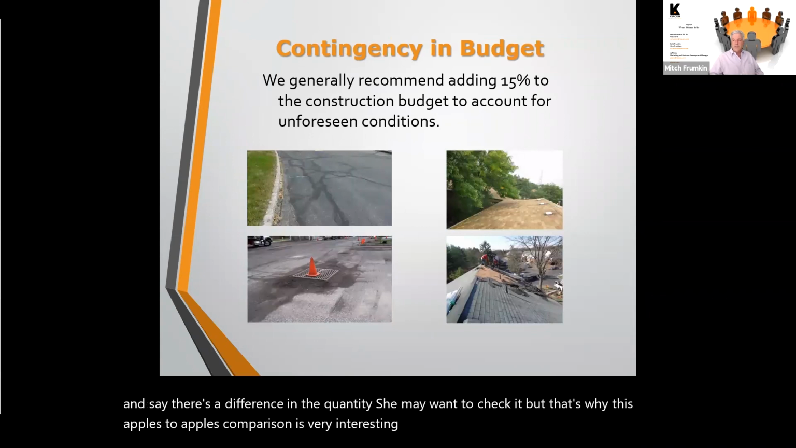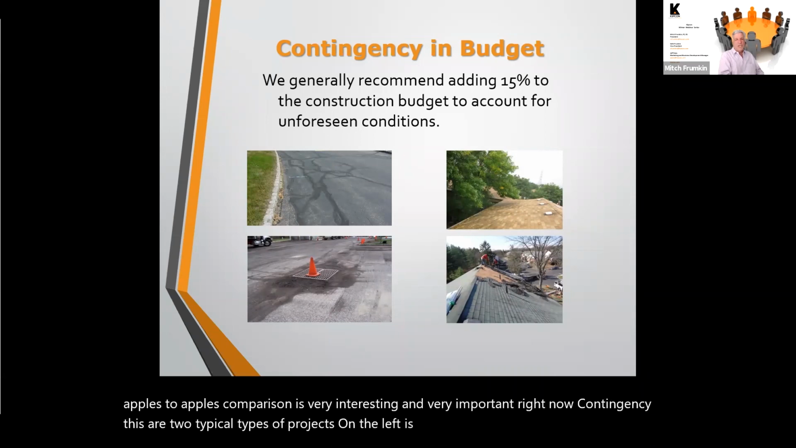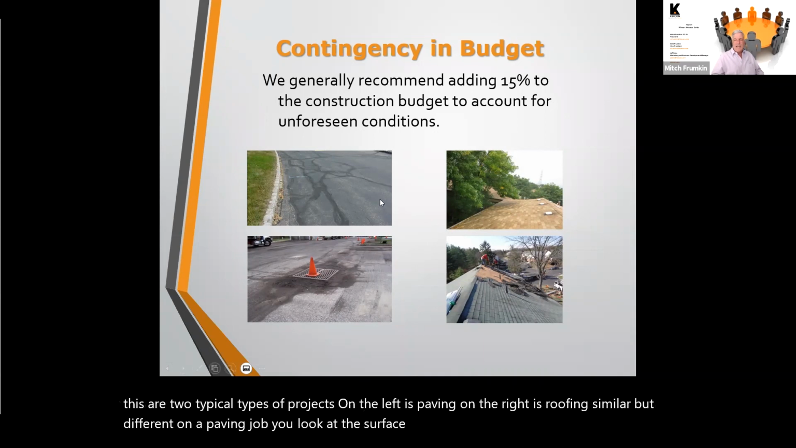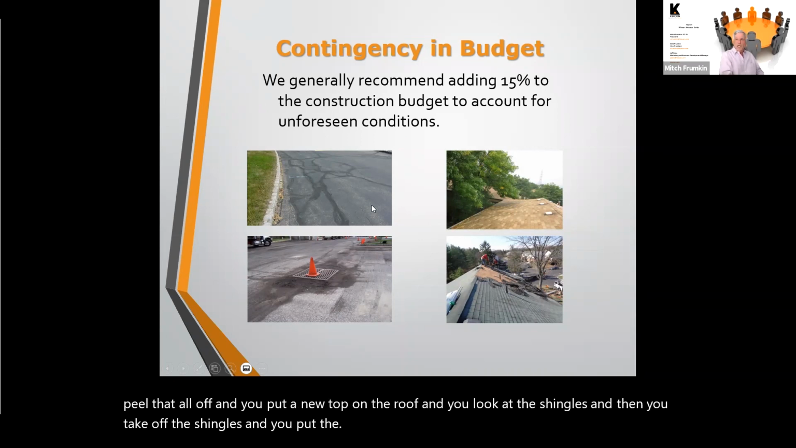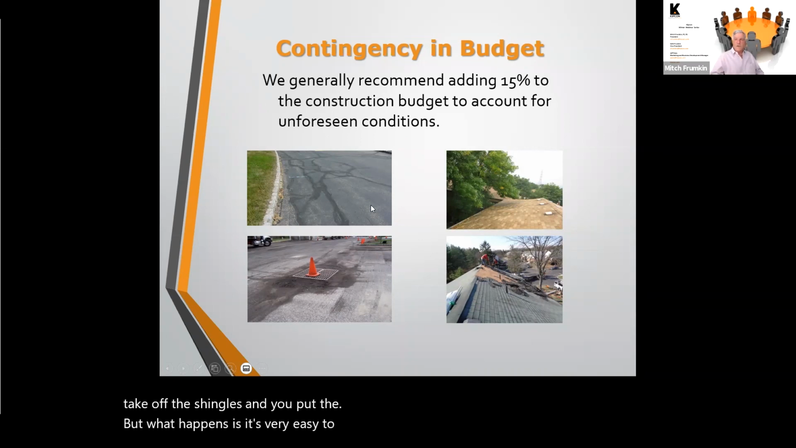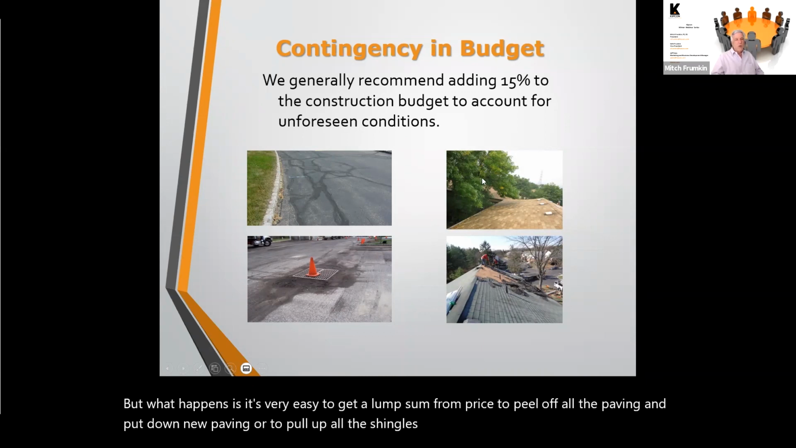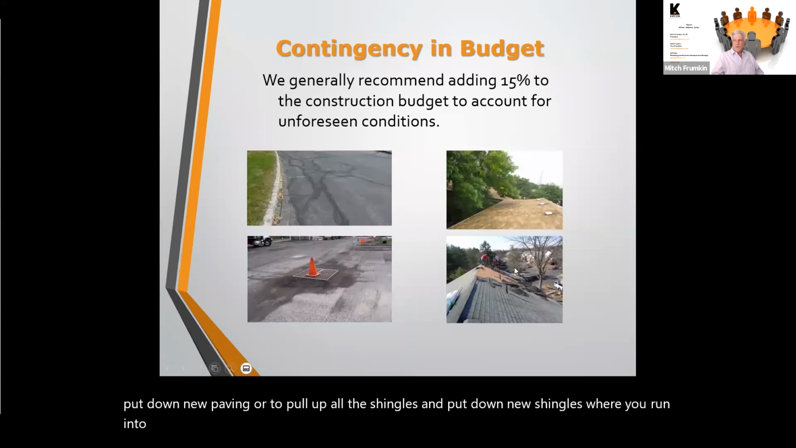All right, now contingency. These are two typical types of projects. On the left is paving, on the right is roofing. Similar but different. On a paving job, you look at the surface of the paving, which is the top, and then you peel that all off and you put a new top on. On the roofing, you look at the shingles and then you take off the shingles and you put down the new shingles. But what happens is it's very easy to get a lump sum firm price to peel off all the paving and put down new paving, or to pull off all the shingles and put down new shingles. Where you run into trouble is once you pull off the paving or you pull off the roofing, what's underneath? What's the damage? What's the additional work that needs to be done?